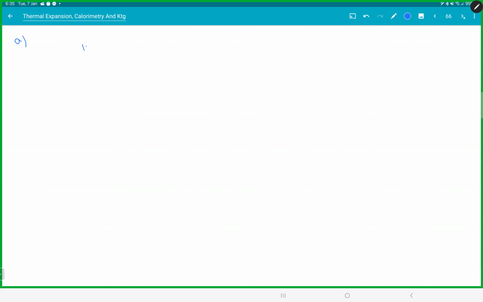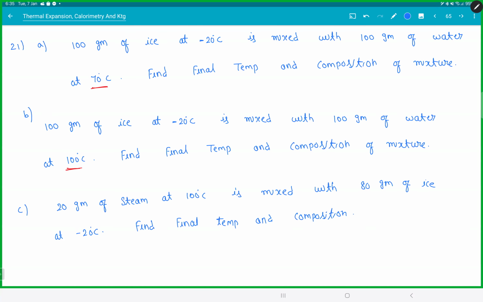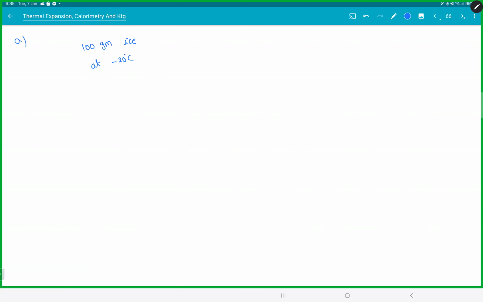So we have 100 grams of ice. So listen carefully. One method. So you might have done it in another way, I'm just showing another way. And we have 100 grams of water at 70 degrees. So we'll assume 0 degree water is a common state. Why? Since I don't know what the final state is, we'll assume this.